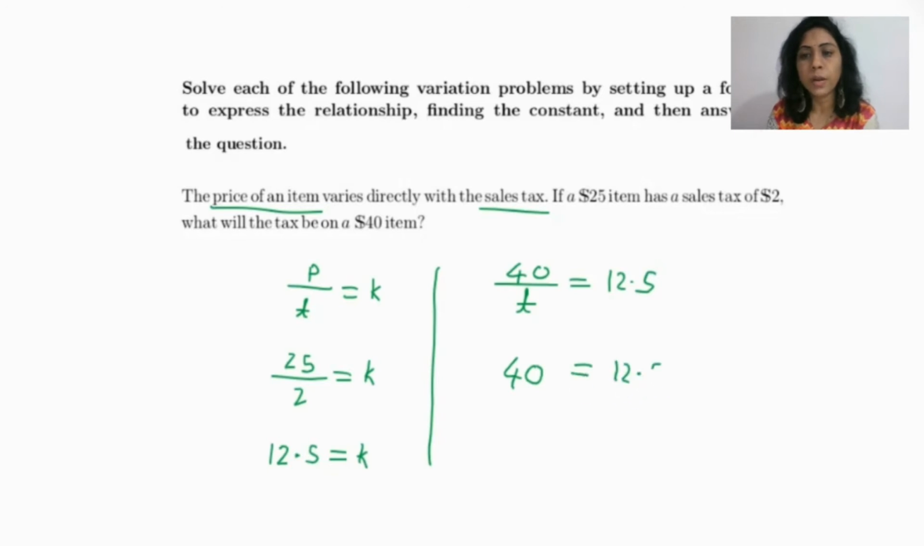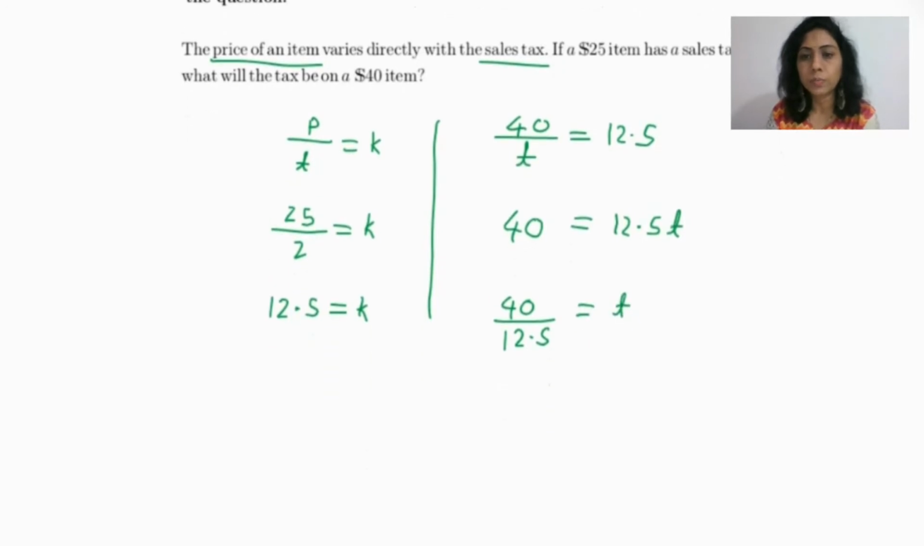So 12.5 t equals this. And now we have to isolate t. So for this we have to divide. So 40 divided by 12.5 equals t. So what is the t value now? 40 divided by 12.5, we get 3.2. That is the t value. This is tax. Okay. If the item cost is $40.